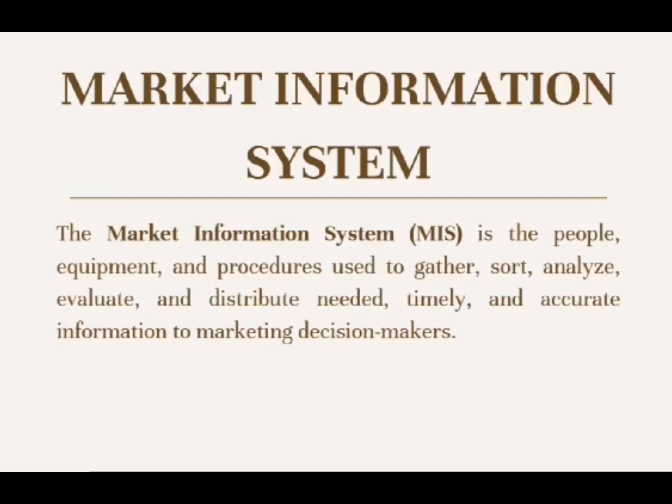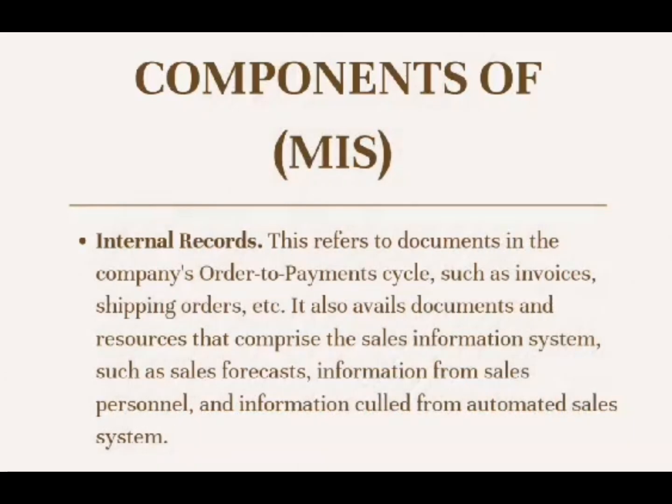And also it helps the business to know what customers want and need, what competitors do, and how the sales are going. There are three components of MIS, and the first one is the internal records. This refers to the documents in the company's order-to-payment cycle, such as invoices, shipping orders, and etc. And it also avails documents and resources that comprise sales information systems, such as sales forecast, information from sales personnel, and information collected from automated sales system.